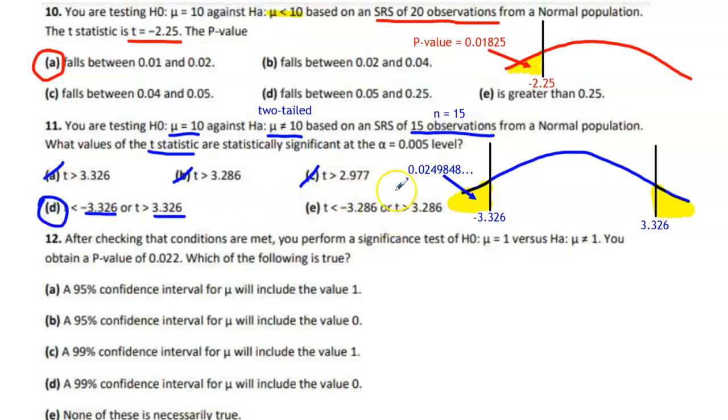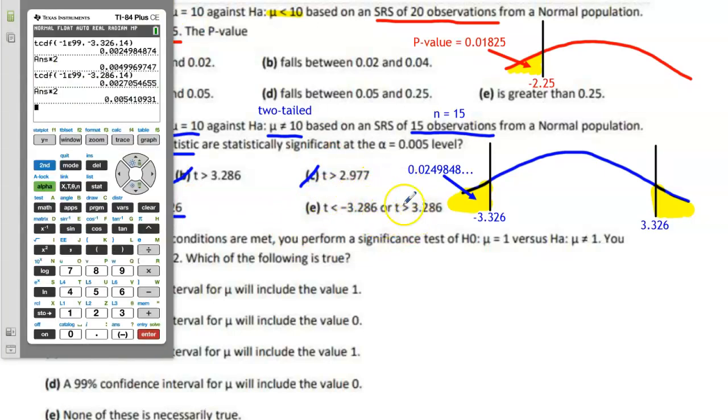Just to quickly show you why this is not correct, if we were to use these test statistic values in the TCDF function, we would multiply this number by 2 and get 0.0054, which of course is larger than 0.005. Slightly larger, but larger nonetheless.